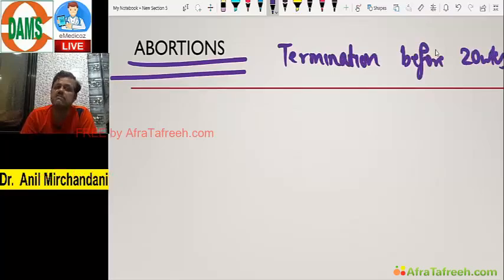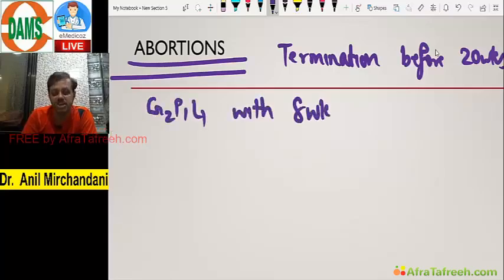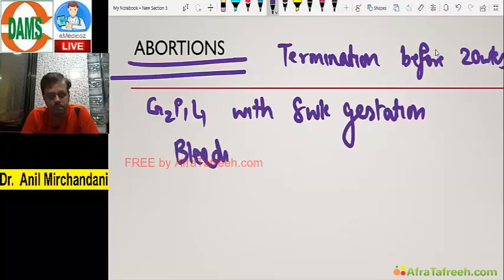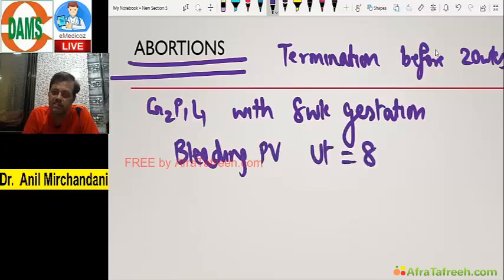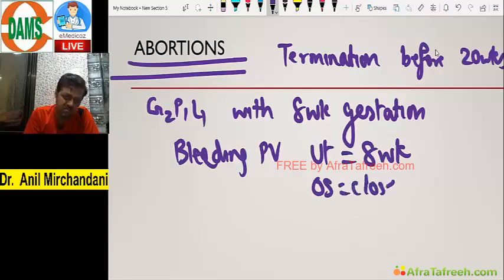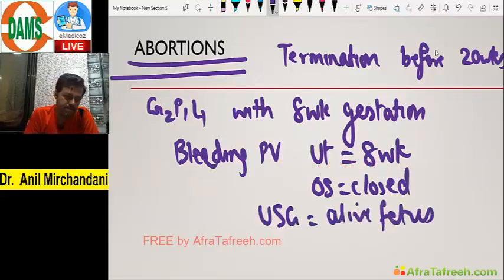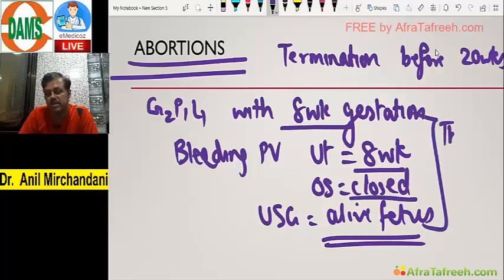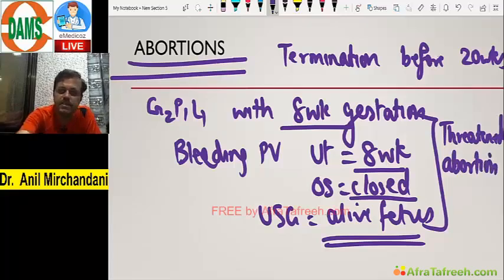If the patient is gravida 2, para 1, living 1 with 8-week gestation with bleeding PV, uterus corresponds to 8 weeks, os is closed, and USG shows alive fetus, or uterus is corresponding to period of gestation, os is closed, alive fetus, this is the diagnosis called threatened abortion. Diagnosis would be threatened abortion.